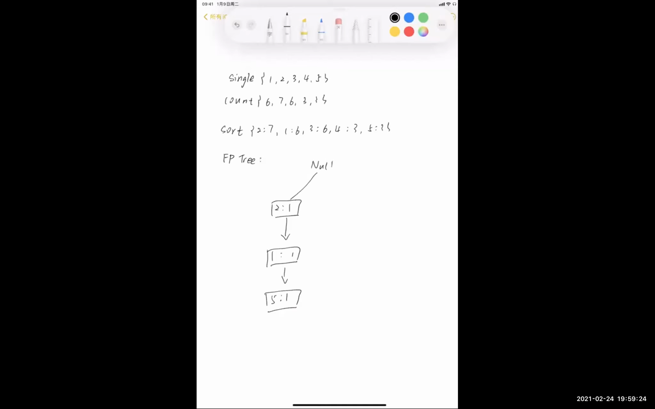So I'm going to continue. The second transaction is 2, 4, 5. So for 2, we change the count to 2, and we have another node, which is 4, and 5. And the second transaction is 2 and 3.